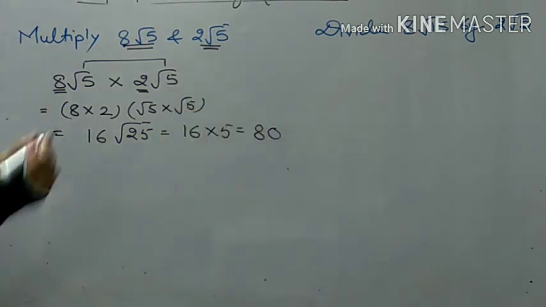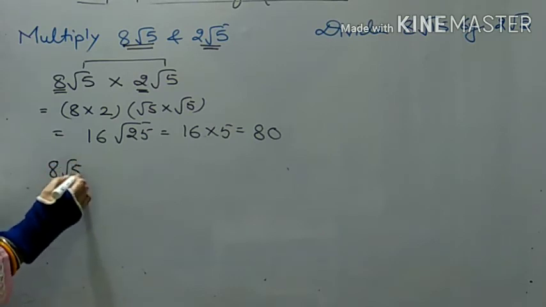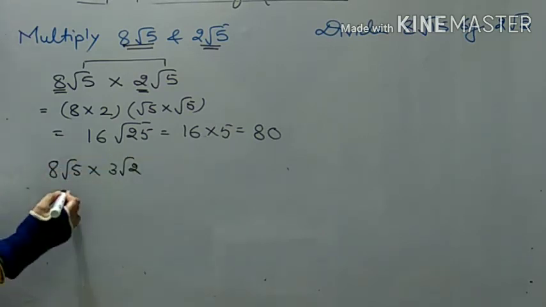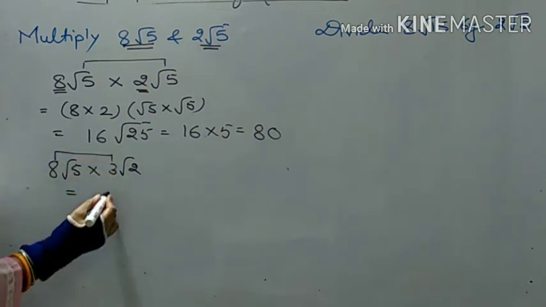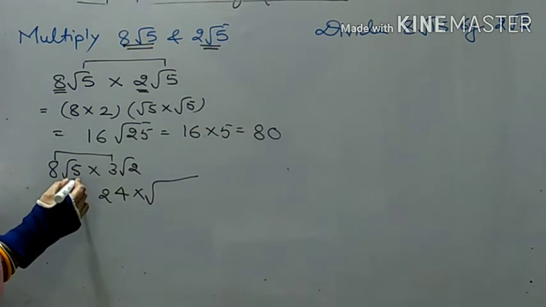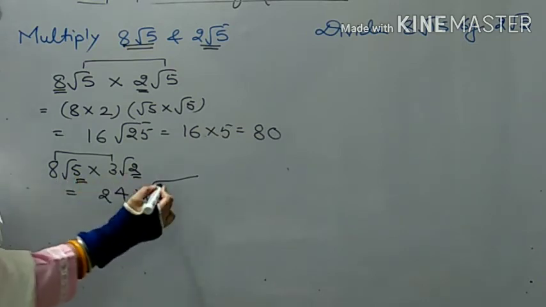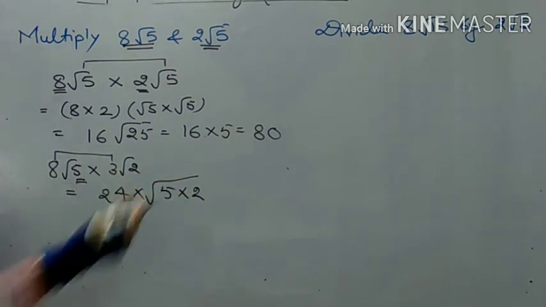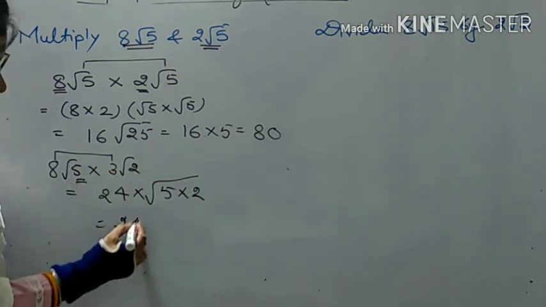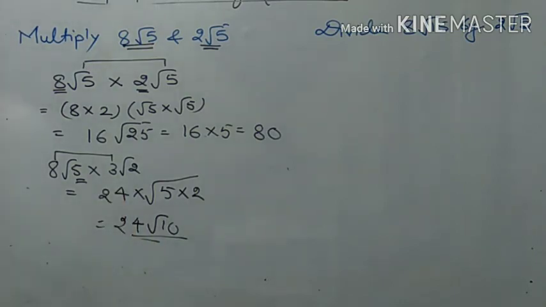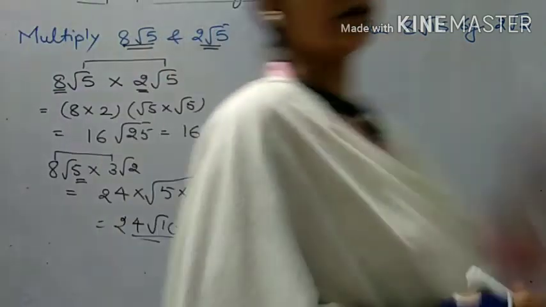80. And if we have to multiply 8 root 5 into 3 root 2, how do we multiply? Again 8 into 3, it is 24. And then we have to multiply the irrational part, root 5 into root 2. So what is the answer? 24 root 10. So this is how we multiply. And now let us see how to divide.